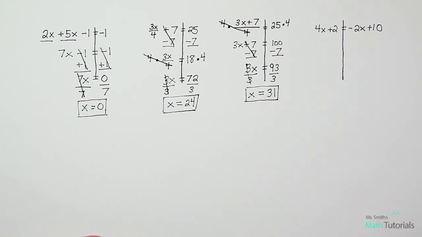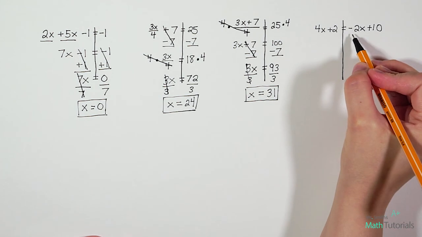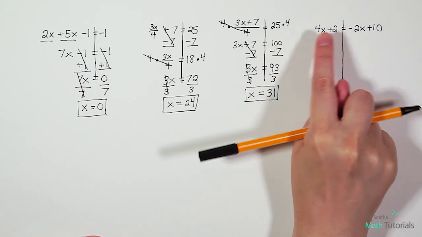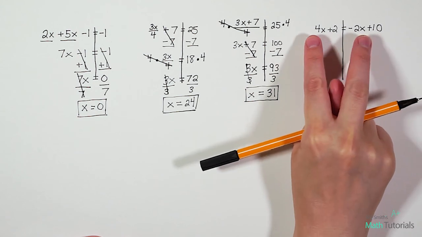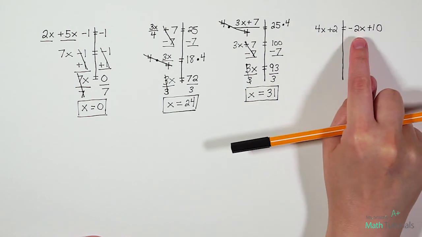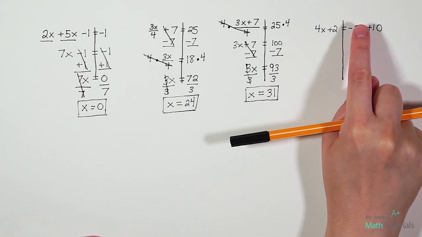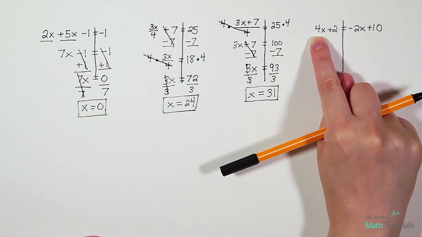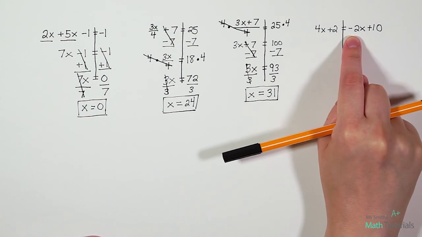So I like to always move my smaller x value to the larger x value. Let's look at our two x values. We've got a negative 2x and a positive 4x. So which one is smaller? Negative 2x. That's our smaller x value. We want to move this one to the larger, and we're going to do that using our inverse operation.